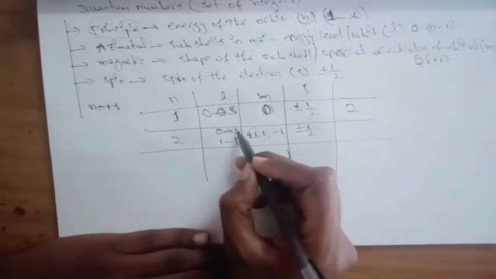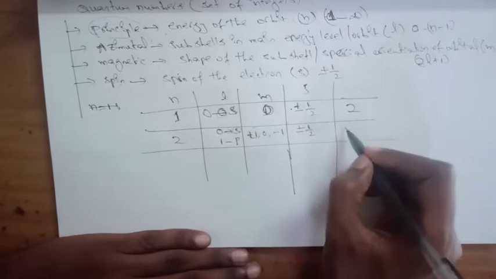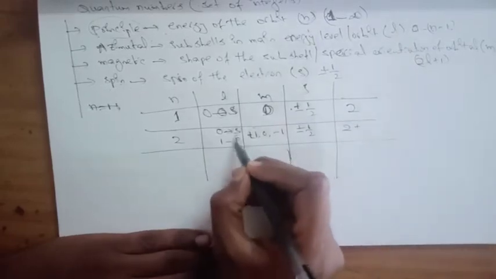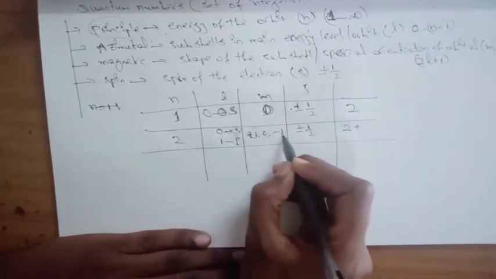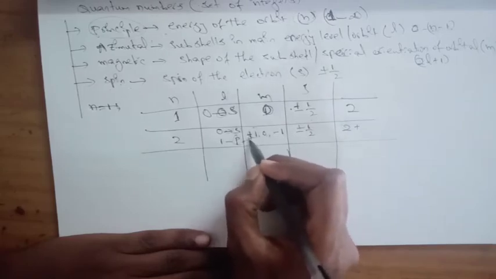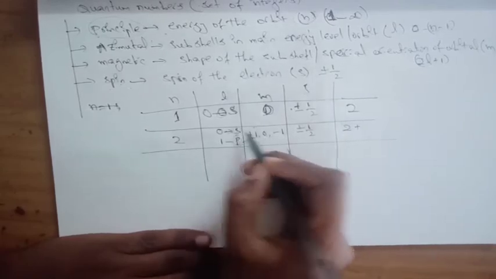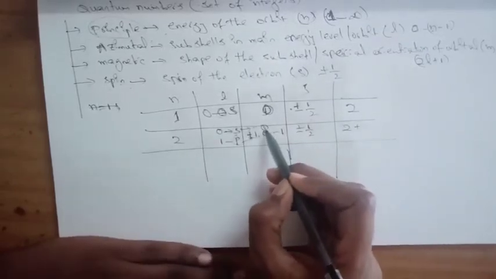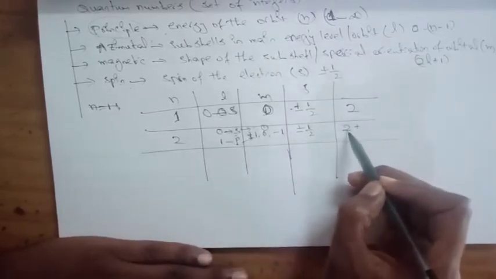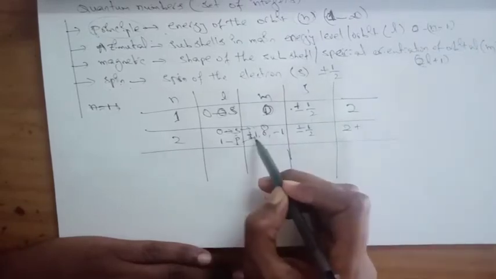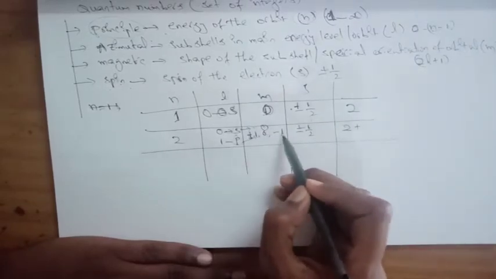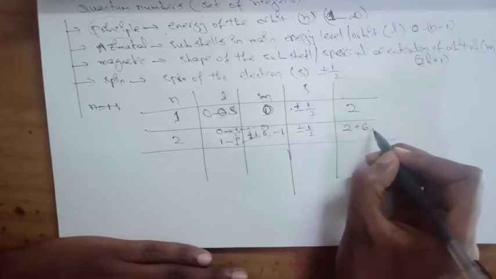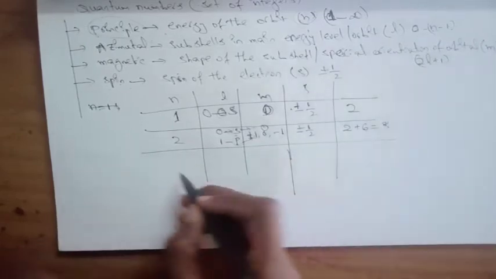In the s orbital there are only 2 electrons present. In the p orbitals there are 3 orbitals present, which is only for the p orbital. For the s orbital, m becomes 0. So the s position occupies 2 electrons, and the 3 p orbital positions occupy 6 electrons. That means a total of 8.